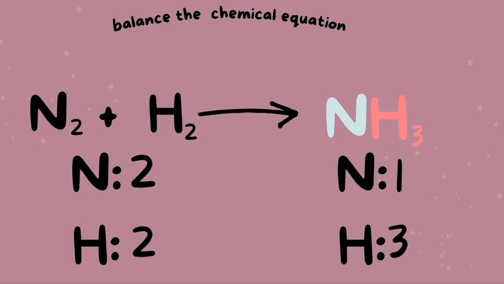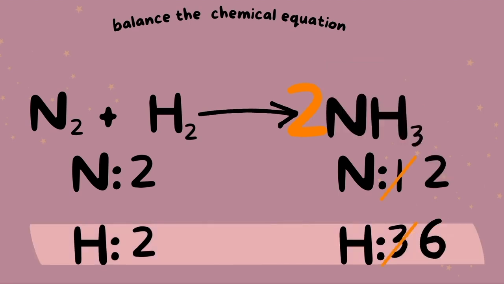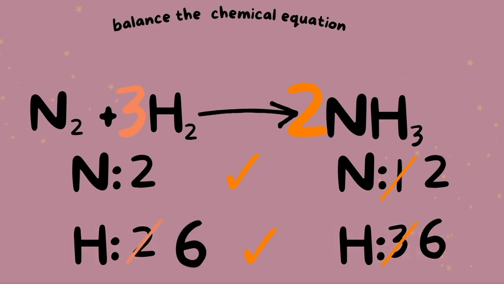If we place a coefficient of 2 here, we multiply it by both elements and we get 2 nitrogen and 6 hydrogen. How can we balance out this ratio of 2 to 6? We can put a coefficient of 3 here, and we get 3 times 2 hydrogen. We're left with 6 hydrogen. So everything is balanced out here. There is equal amounts of atoms of each element on both sides, as well as equal amounts of moles.